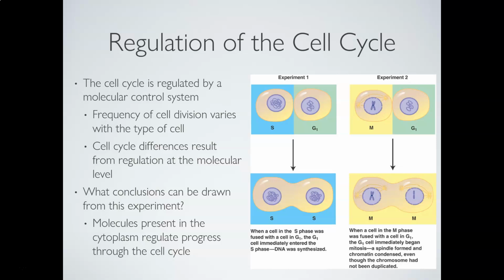So your cell cycle is completely regulated by molecular control systems, molecules. And some of those molecules are inside the cells, some of those molecules come from cells around them, but all of that frequency of cell division definitely varies. You're going to have some cells that need to develop and divide more rapidly, other cells that really don't divide at all once they're created. So that variation is very much genetically controlled as well.